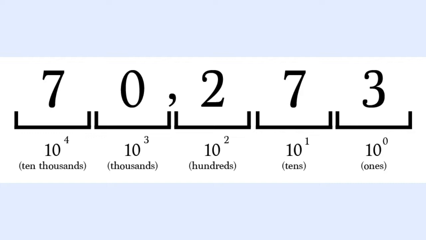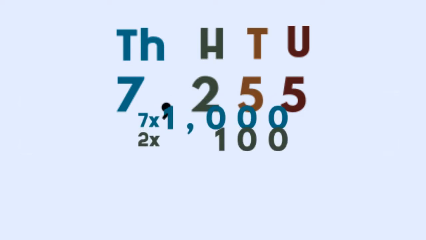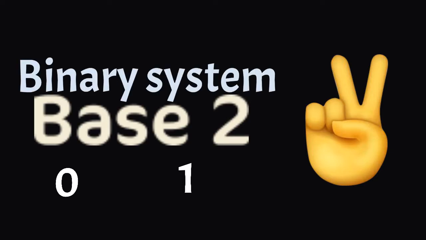Take a number like 7,255. Now, using our base 10 system, what this number means is we have 7 groups of 1,000, 2 groups of 100, 5 groups of tens, and 5 leftovers. Now imagine we had just 2 fingers. In this case, we'll be grouping whatever we're counting in groups of 2. And we call this the base 2 system or the binary system.